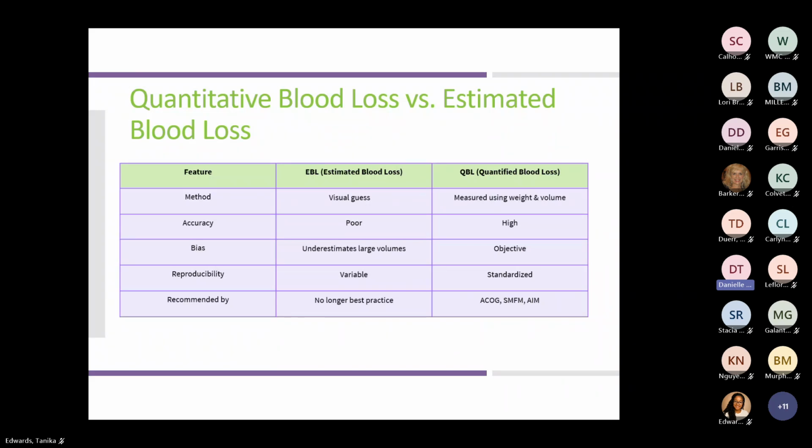And then when we look at who's recommending it, when we look at all the gurus of this work, everyone, ACOG, SMFM, AIM included, are saying quantitative blood loss is the most accurate way to approach it versus estimated blood loss, which is no longer recommended by any society for best practice.